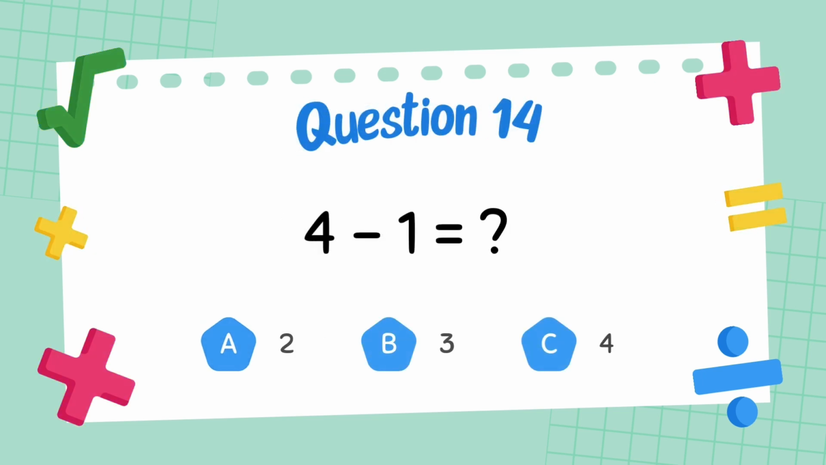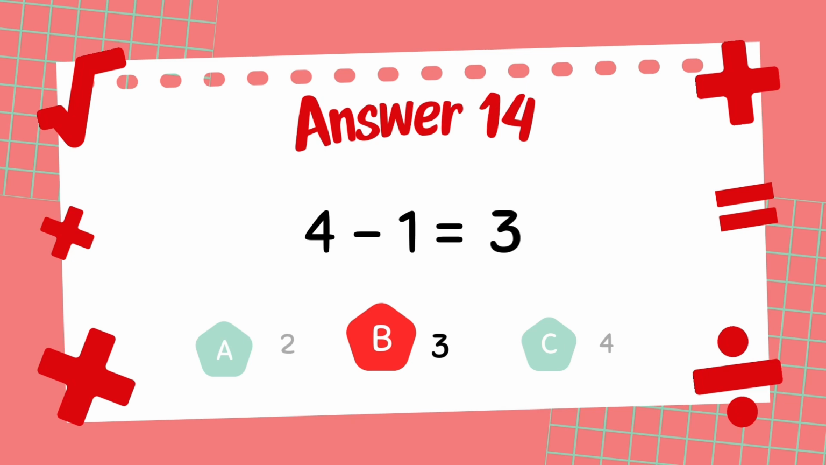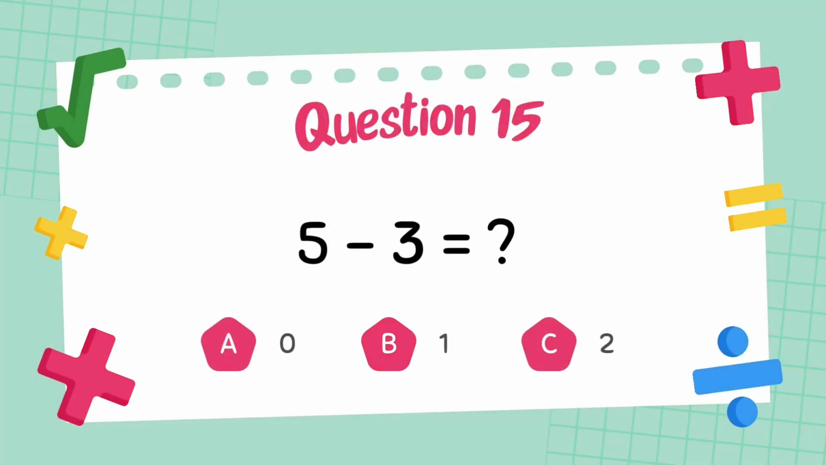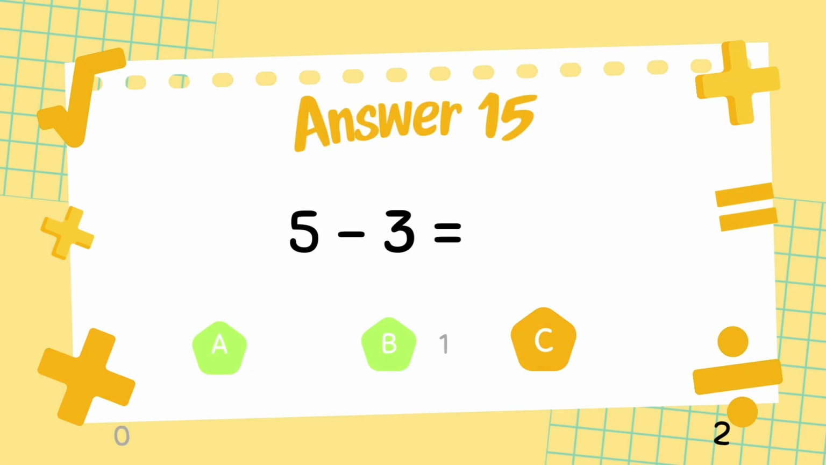What is 4 minus 1? The answer is 3. What is 5 minus 3? The answer is 2.